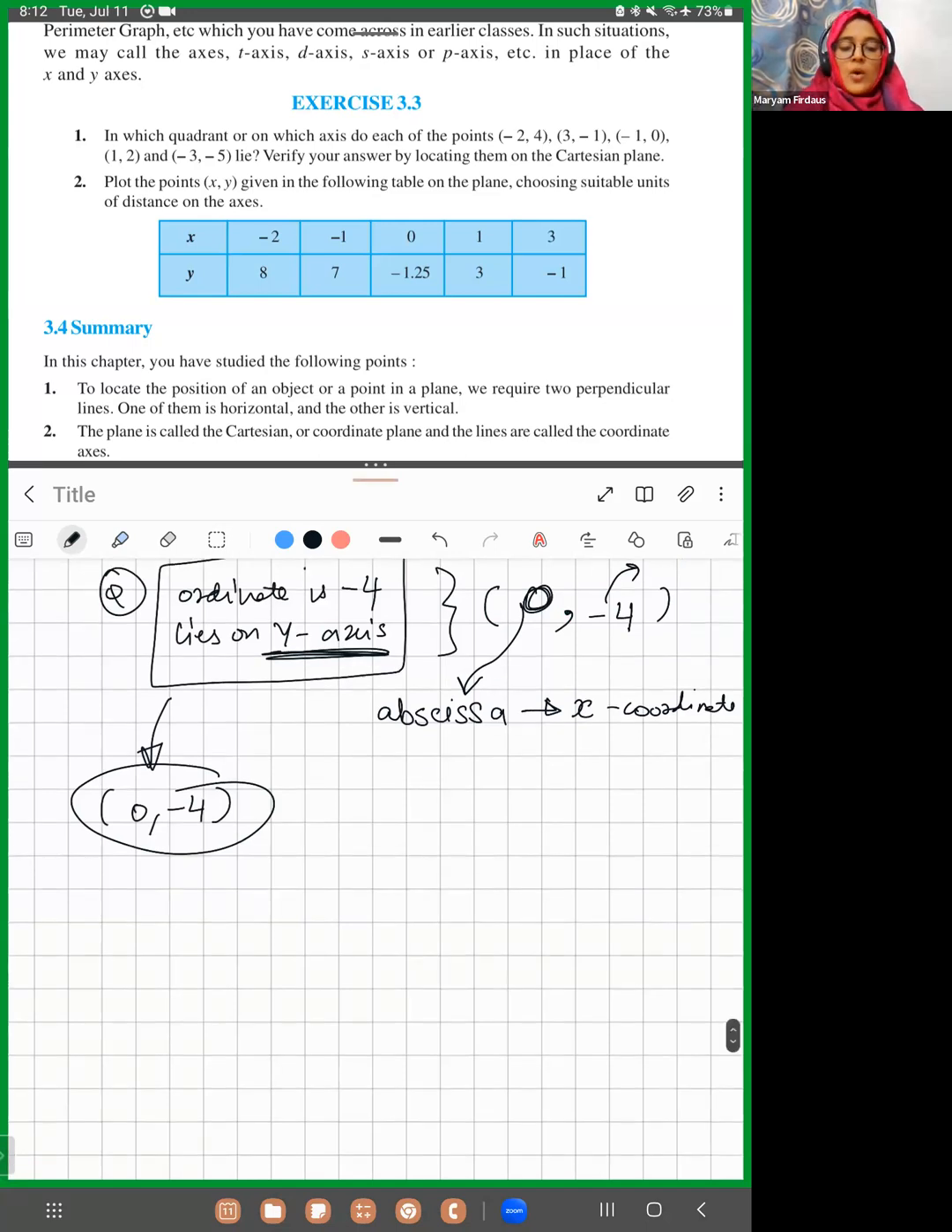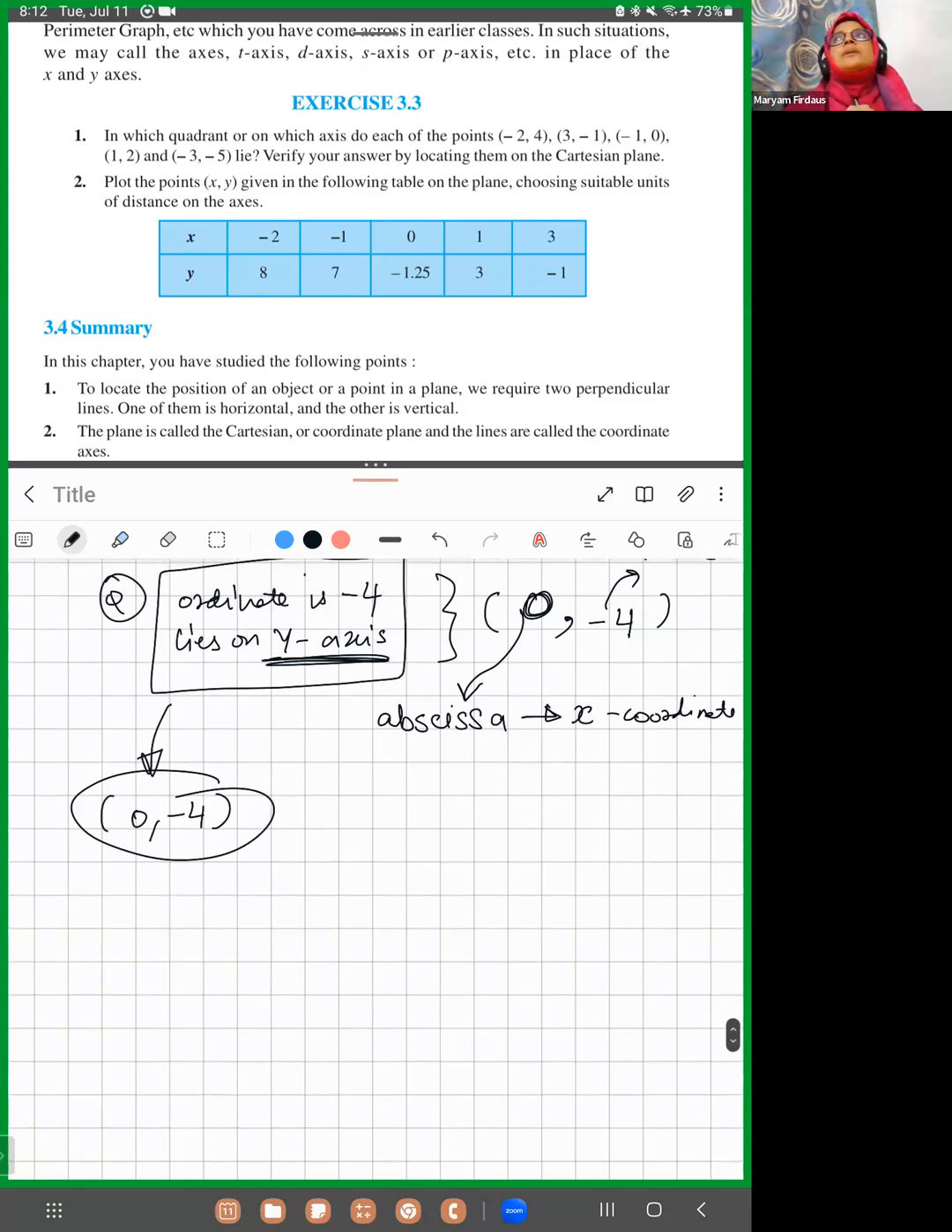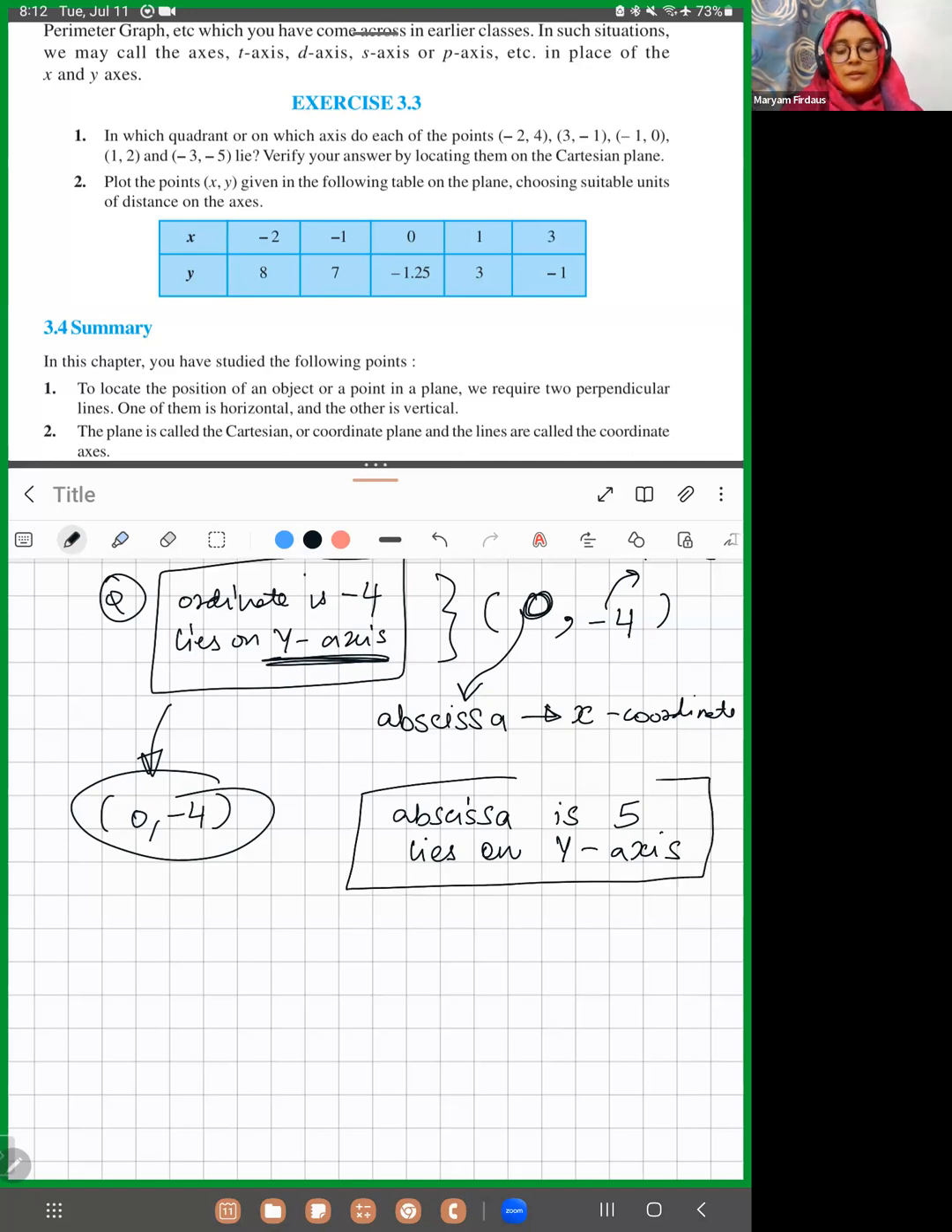Okay, good. Now tell me one thing. Is it possible to have a point whose abscissa is 5, and this point lies on the y-axis? If it is possible, tell me what its coordinates will be. And if it's not possible, tell me why you think it's not possible.